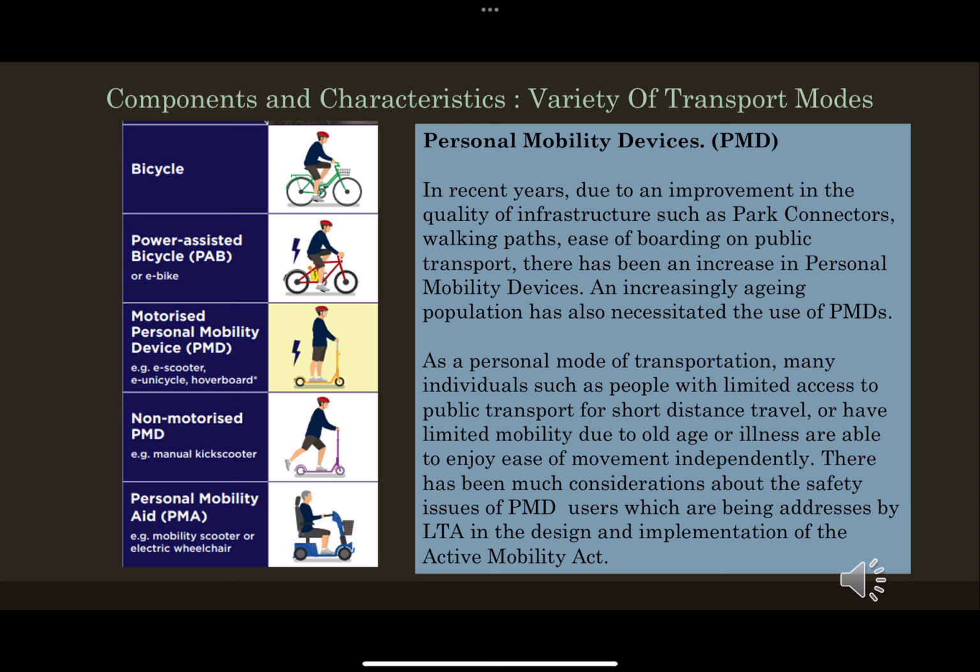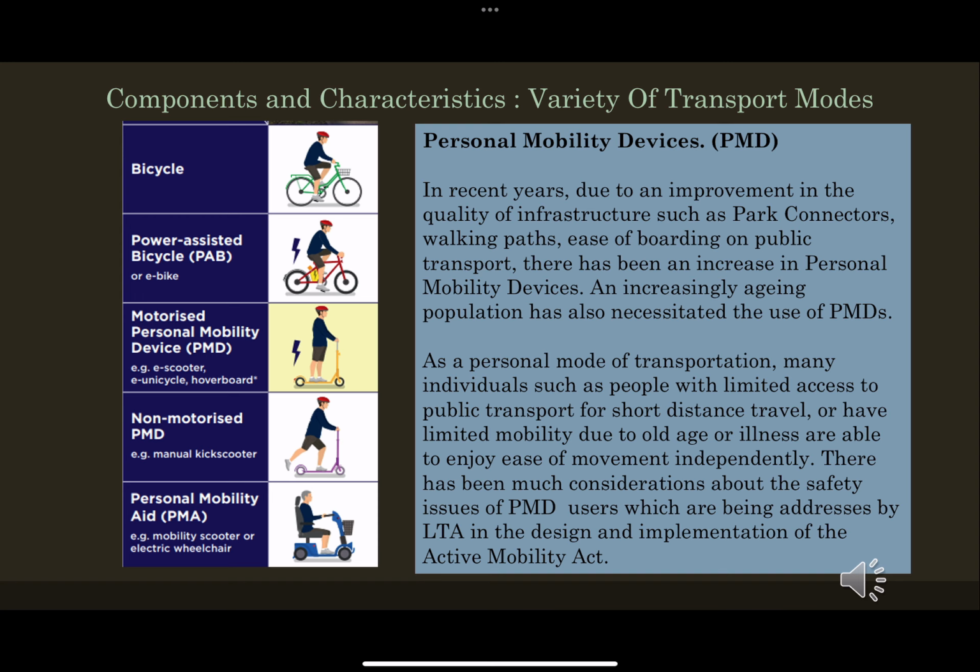As a personal mode of transportation, many individuals, such as people with limited access to public transport for short distance travel, or individuals who have limited mobility due to old age or illnesses, are able to enjoy ease of movement independently through the use of personal mobility devices.